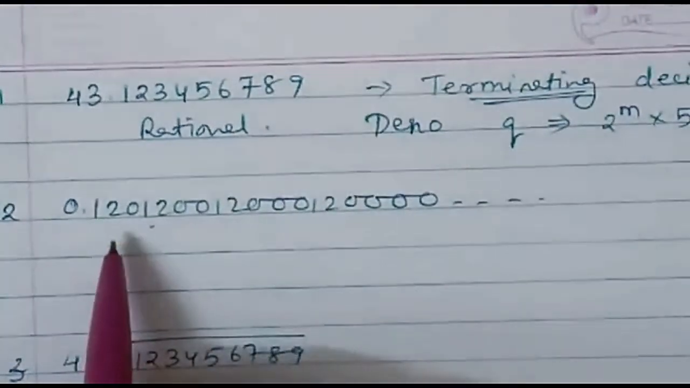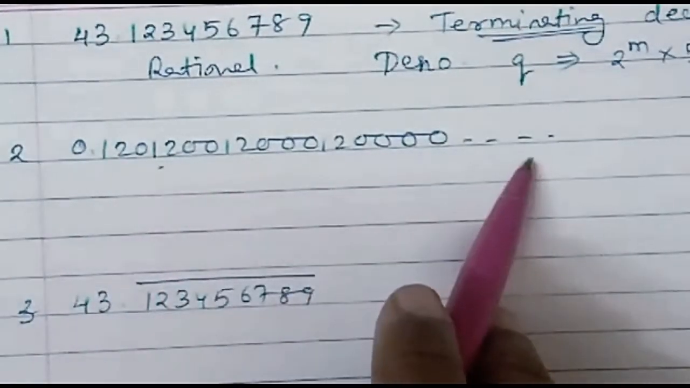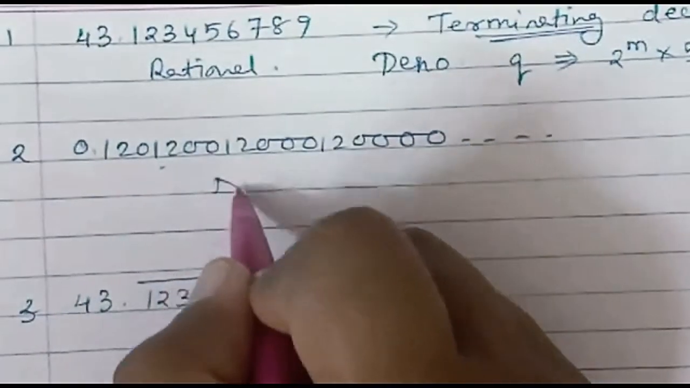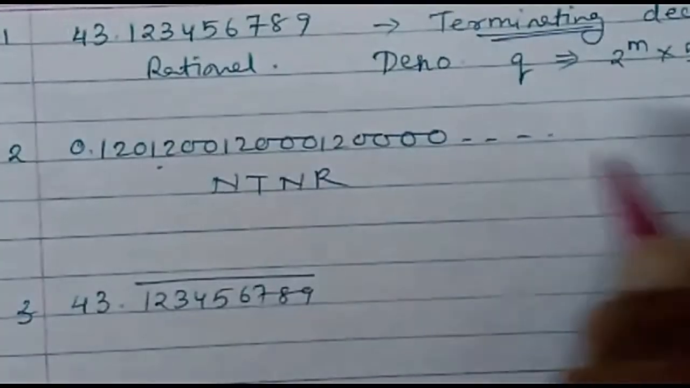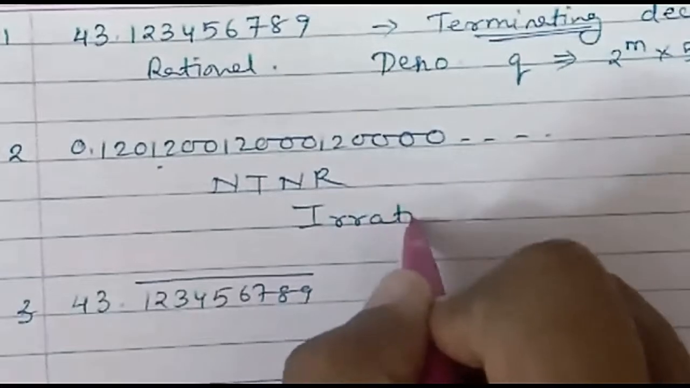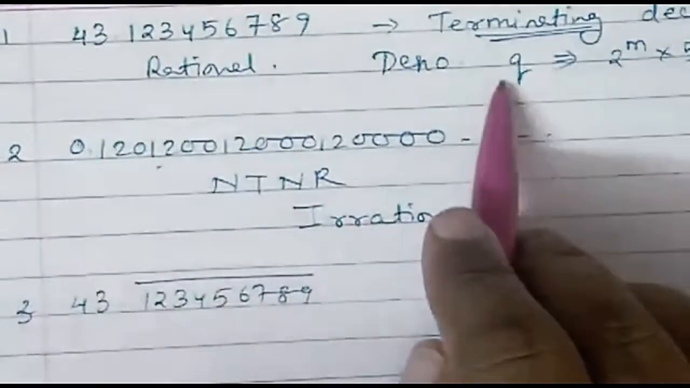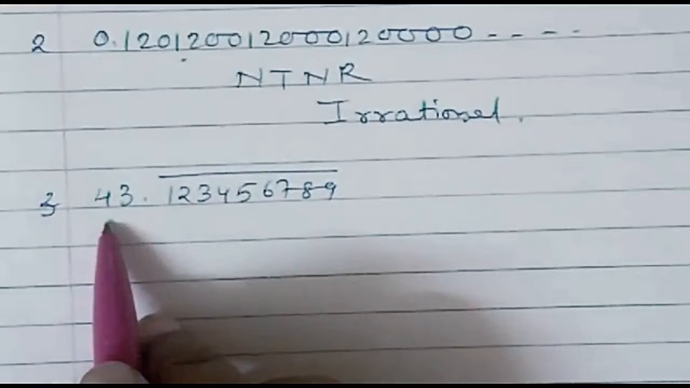Now let us come to the next number, which is 0.1201200 and so on. Now this number is non-terminating and non-recurring. As the number is non-recurring, it is an irrational number. So we cannot decide about q because it is an irrational number.